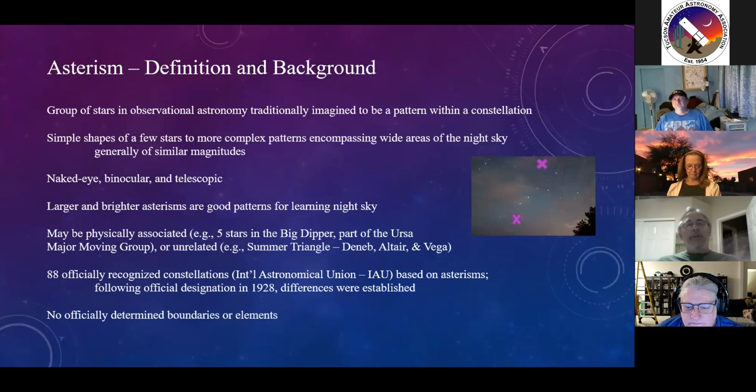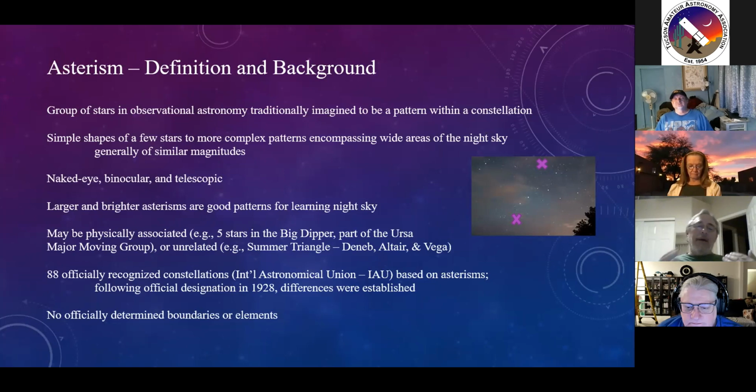Okay, going basically into the definition, a group of stars in observational astronomy is defined as an asterism. Here again, differentiating between constellations after 1928. Prior to then, an asterism was any pattern of stars in the sky. Some of those patterns can be relatively simple, clearly identifiable shapes, maybe just 2 or 3 stars. Some of them can be rather complex and cover wide areas of the sky.